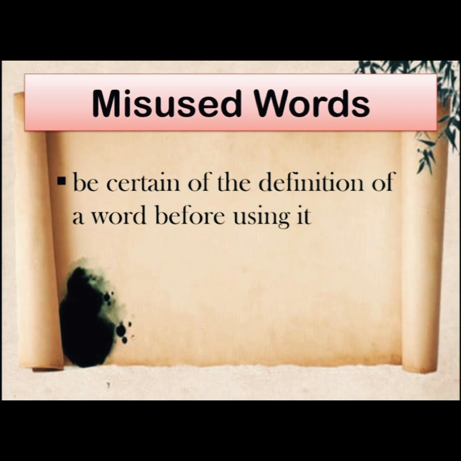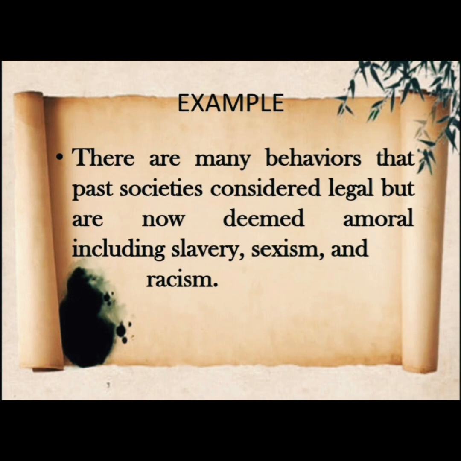A writer might sometimes use a word incorrectly, and this occurs when the word does not mean what he or she thinks it does. For example, there are many behaviors that past societies considered legal but are now deemed immoral, including slavery, sexism, and racism. The writer confused the word immoral with amoral. The former means neither moral nor immoral, without moral quality, while the latter means not moral.